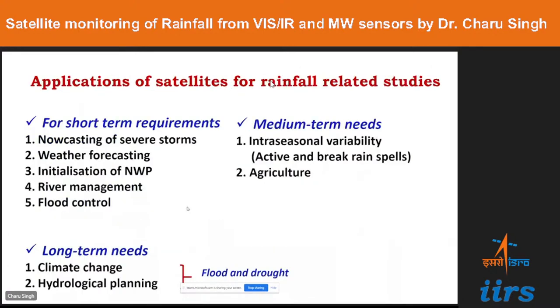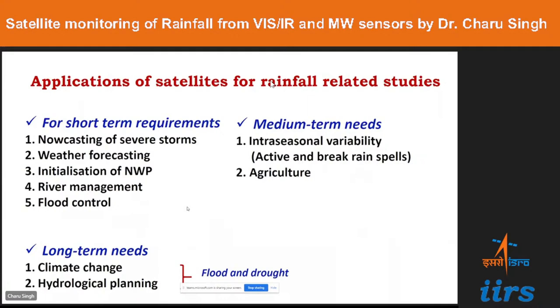Now the applications of the satellites for rainfall related studies. So there are various requirements. These requirements vary with the temporal scale. For the short-term requirement, we need the rainfall data sets for the nowcasting of severe storms. For weather forecasting also we require the satellite based data sets. For initialization of NWP, we use the satellite based data sets. River management and flood control.